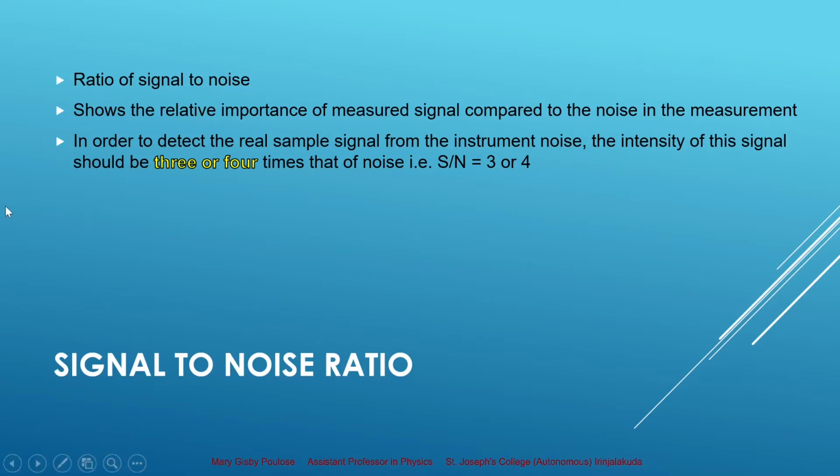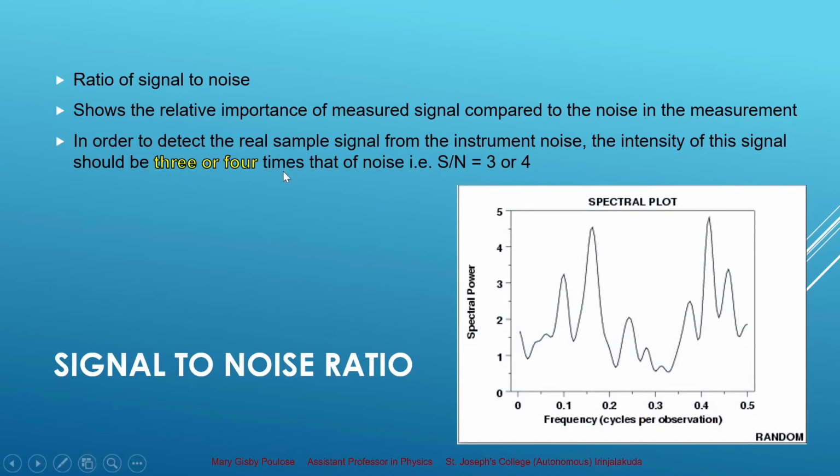And in order to detect the real sample signal from the instrument noise, the intensity of this signal should be 3 or 4 times greater than that of the noise. That means the S by N ratio must be 3 or 4.